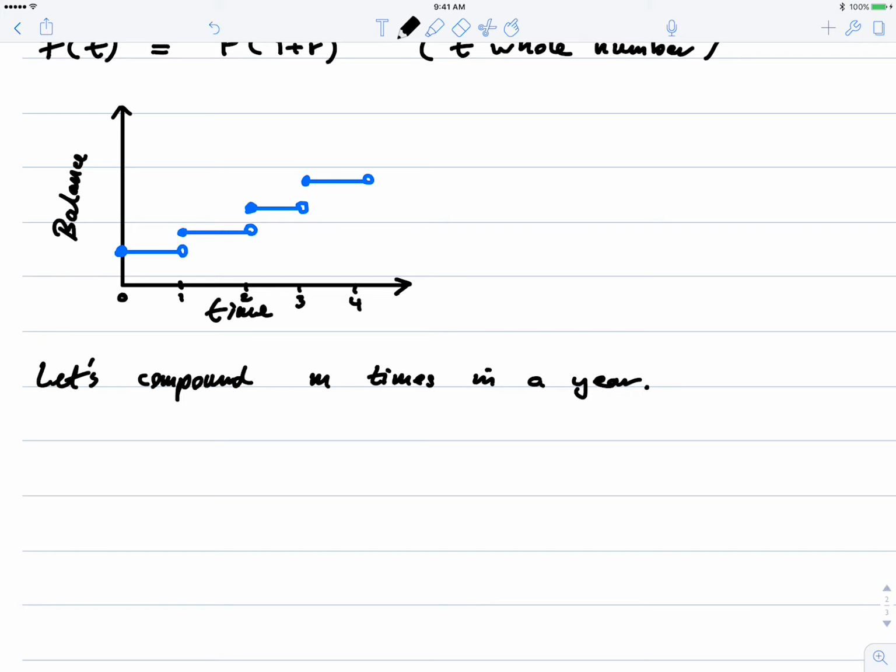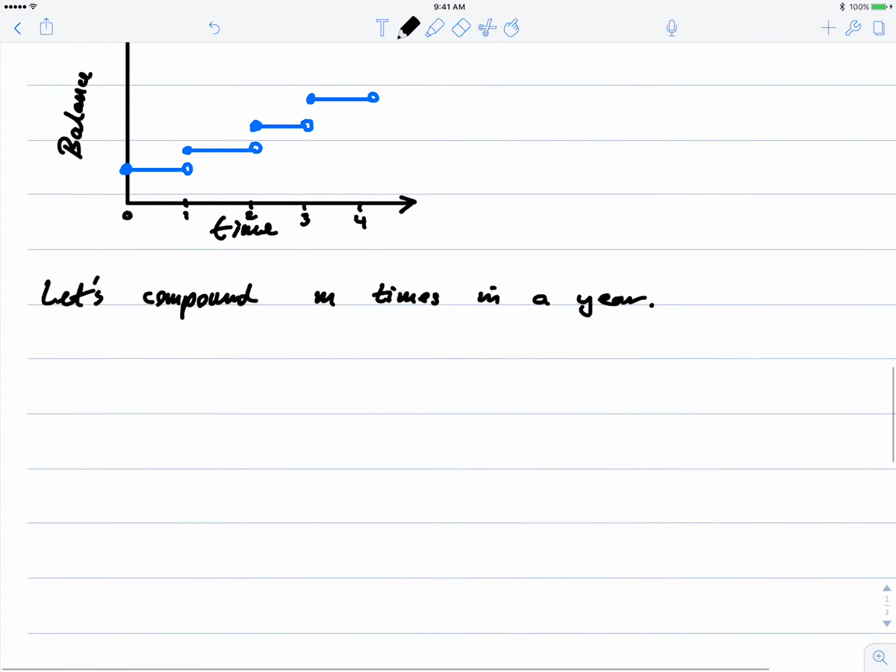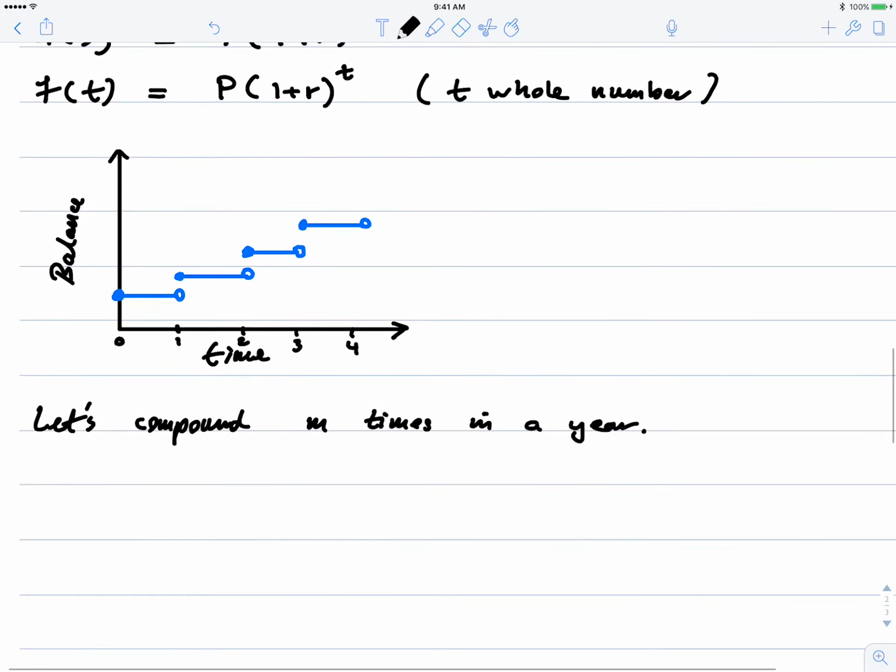So what I did a moment ago was m equal to 1. We compound once at the end of every year. If m was 2, we'd be compounding every 6 months. If m is 12, we'd be compounding monthly, 365 daily, that kind of thing. So let's just go through the same procedure. We're going to use the same essential formula as above, but it's going to look a little bit different.